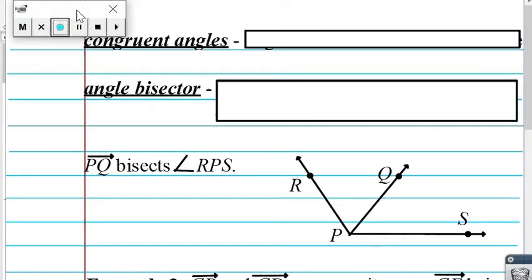Last couple times we were together, we were talking about angles. We talked about naming them, we talked about measuring them. This time we're going to talk about comparing them. Specifically, we're going to talk about something called congruent angles.